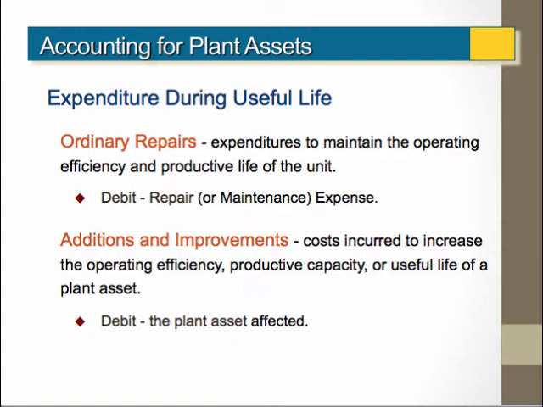Those are considered ordinary repairs, and we would expense those ordinary repairs on our income statement in the period we incur those costs. Now, for instance, we now take our car and it's run its course, and now the car needs a new engine. We pay for this new engine, and now we can drive this car for another 100,000 miles or another 5 years.